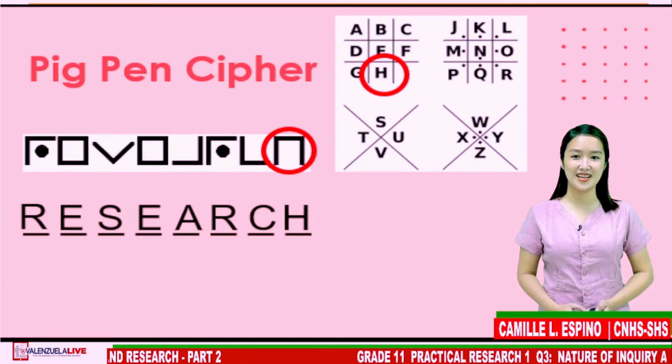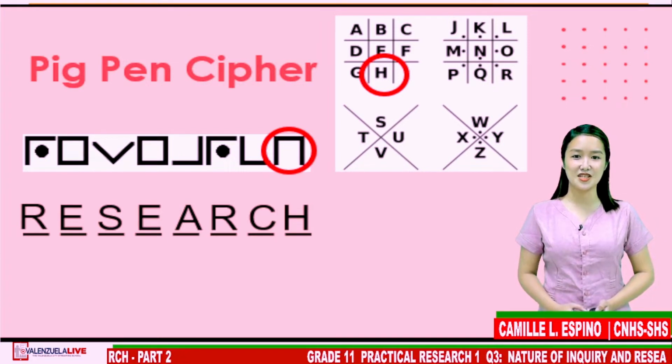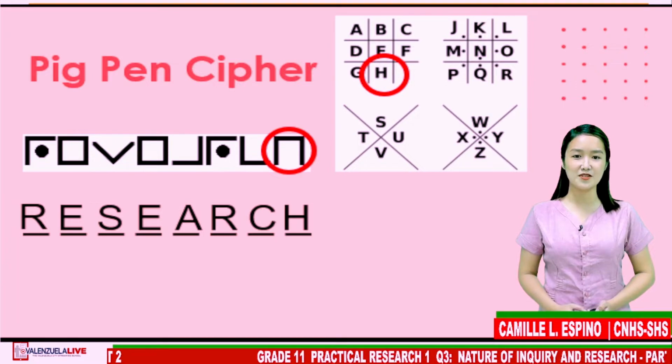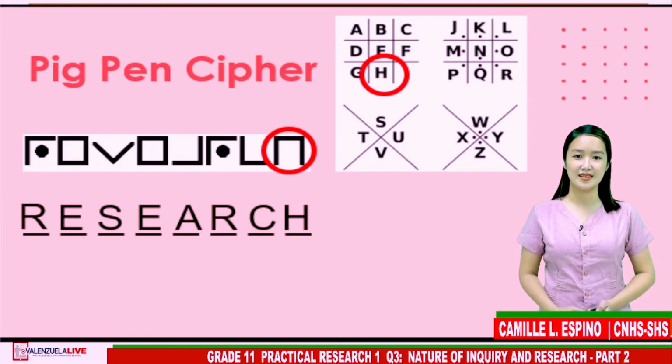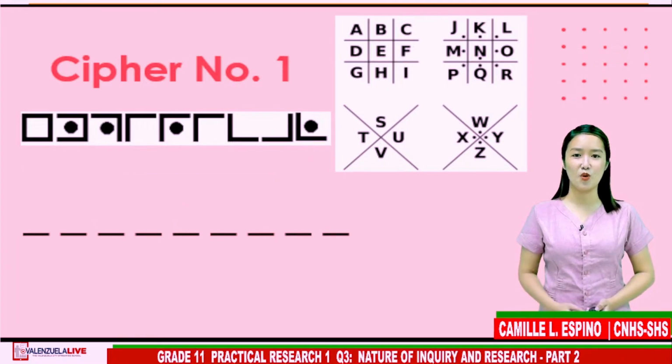So now, are you ready? You may type your answers in the comment section. You have 5 seconds for each item. This is cipher number 1.